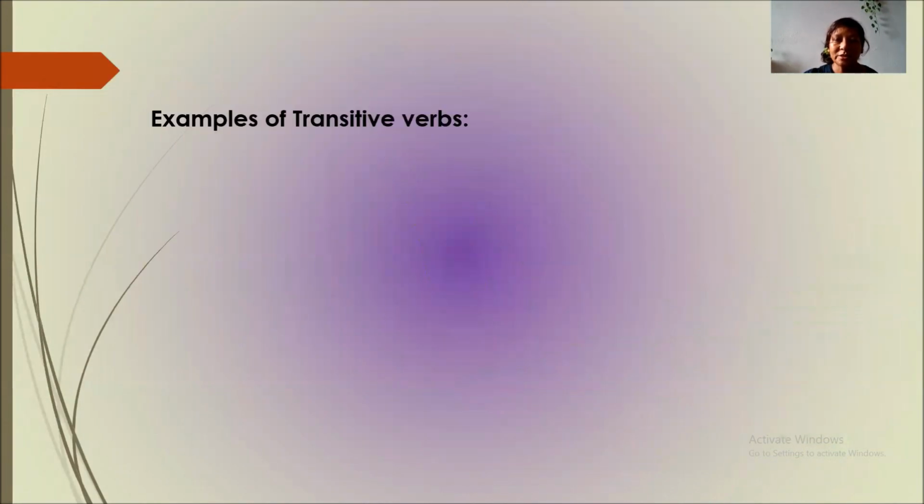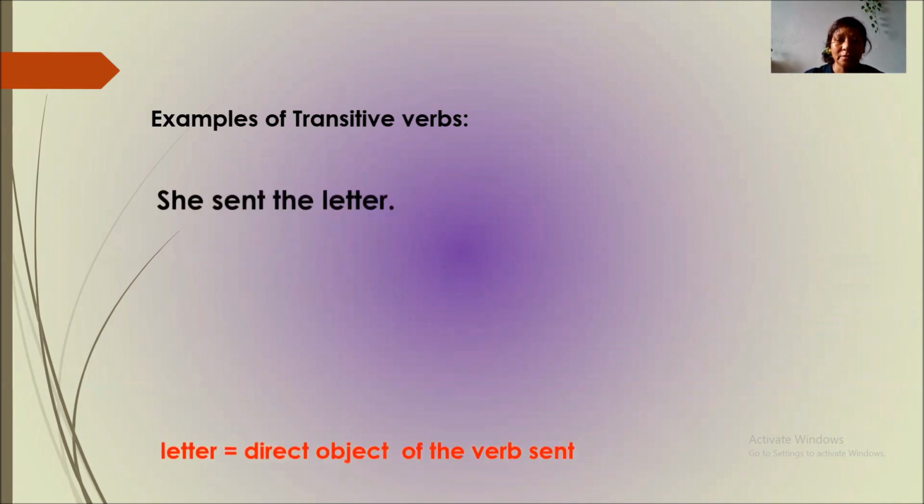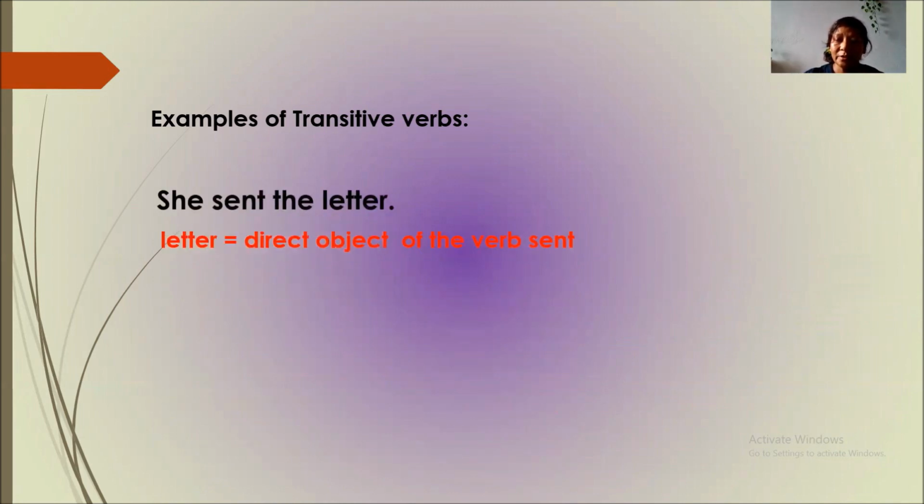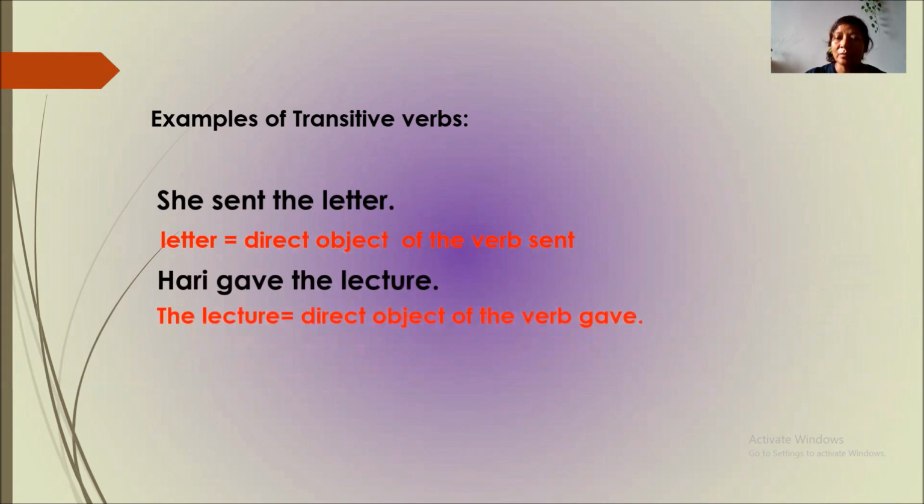Here, examples of transitive verbs. He sent the letter. Okay, letter, the direct object of the verb sent. Okay, Hari gave the lecture. Lecture, the direct object of the verb gave. So something is being done to an object here. Okay.